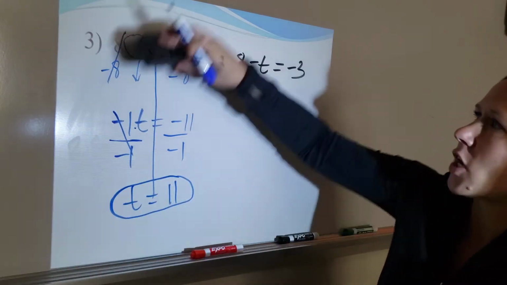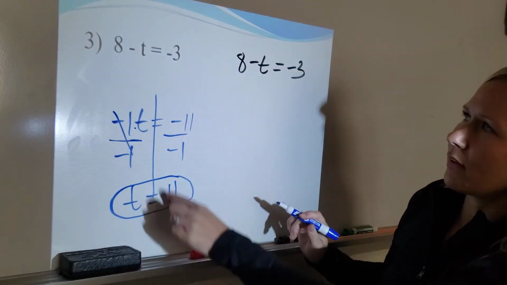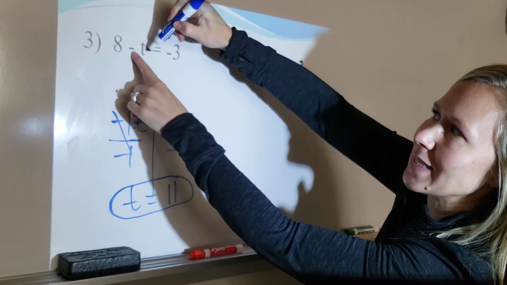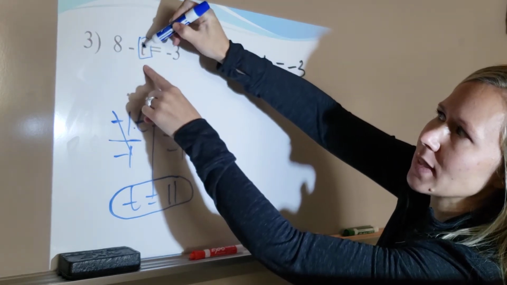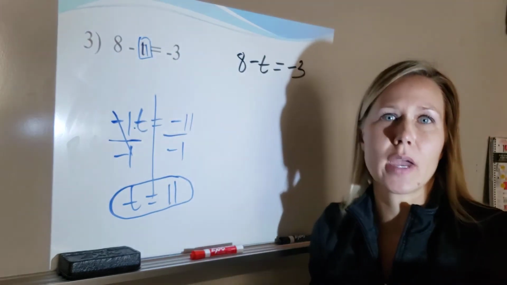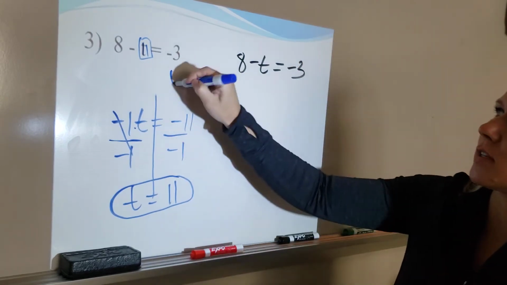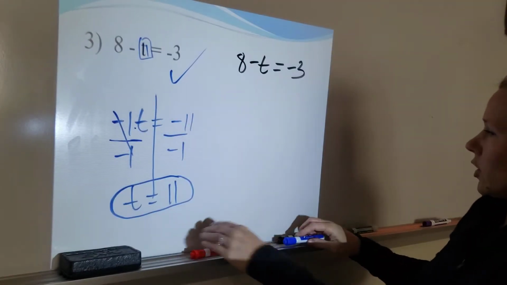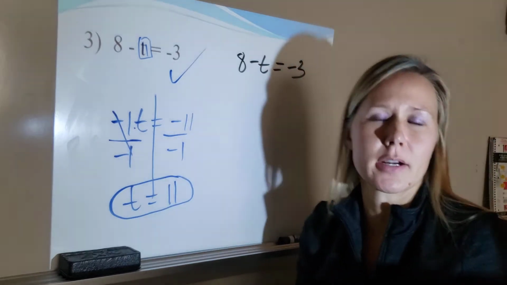So let's go back up and check it. 11. 8 subtract 11. If the t here is the number 11, does that make the equation true? 8 minus 11 equals negative 3. Yes, it sure does. It makes it true. Now I'm going to show you a different way of looking at this. Kind of like this better.